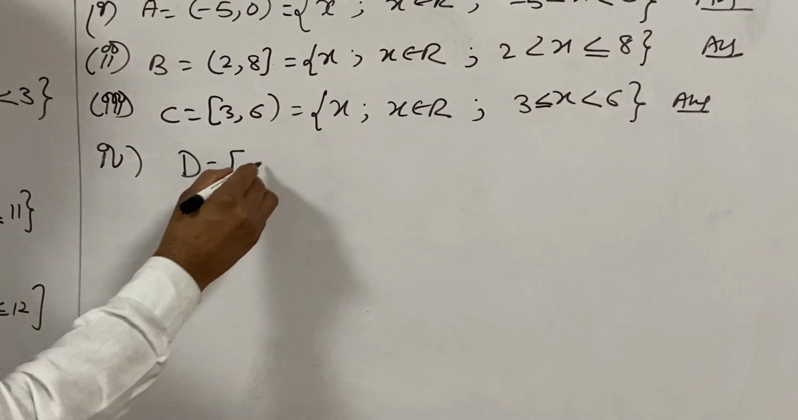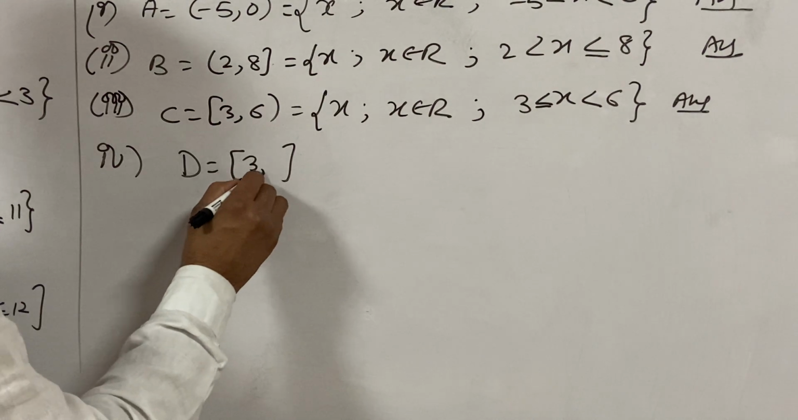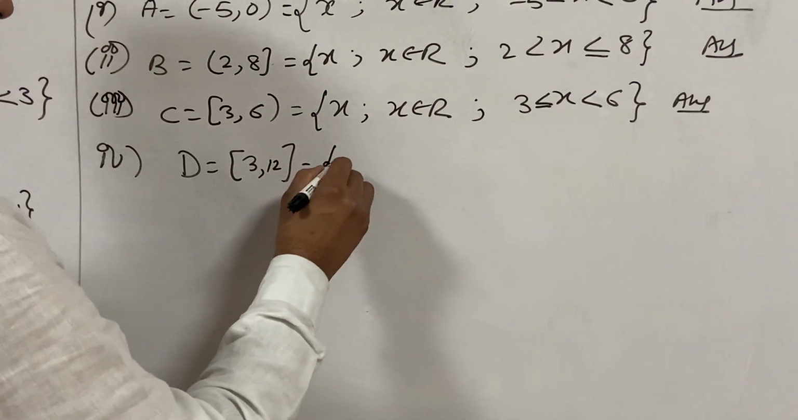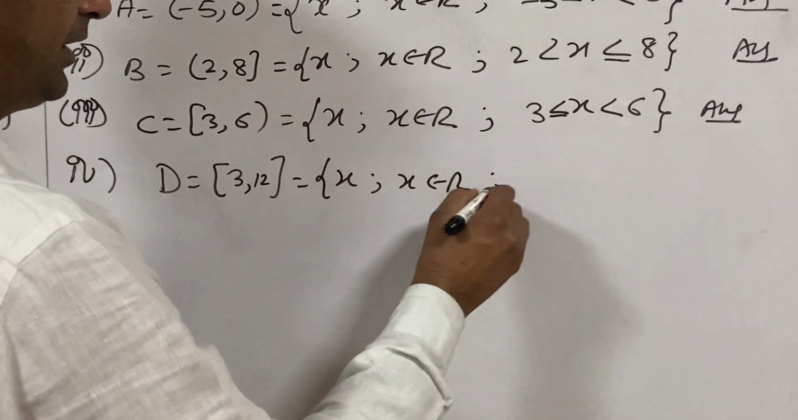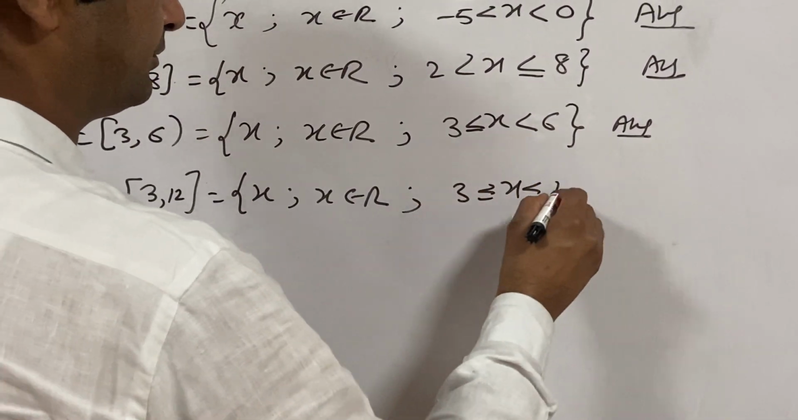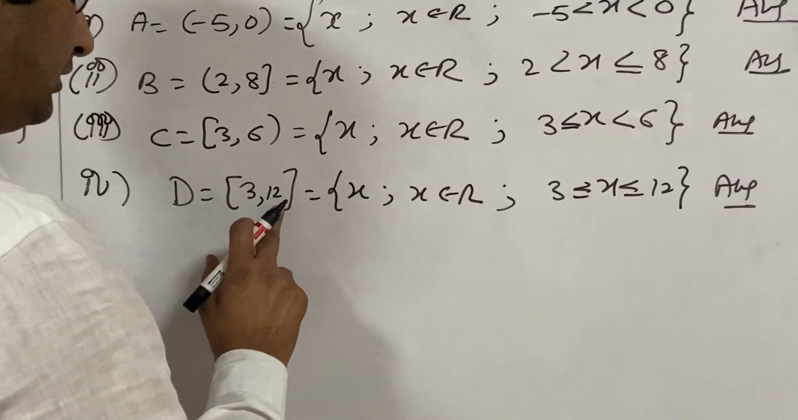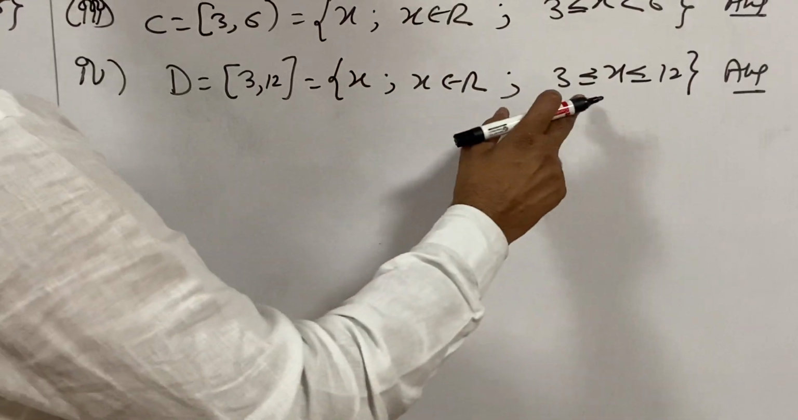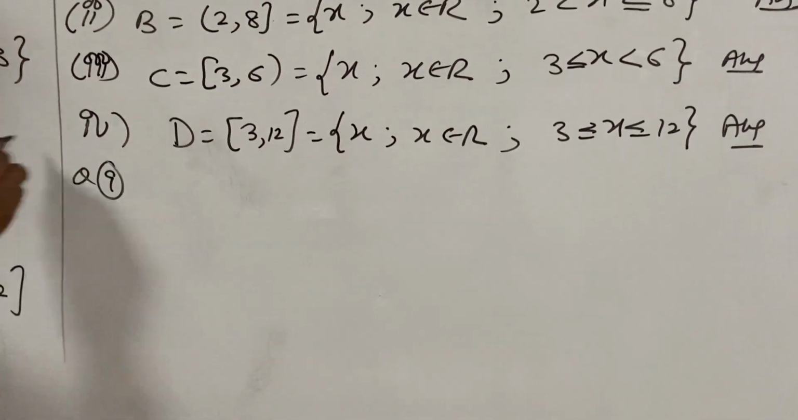D equal to closed interval 3 to 12. It means it is equal to {x such that x belongs to real and x lies between 3 and 12}. It means x may be equal to 3, may be equal to 12, and lies between 3 and 12. Question number 9.